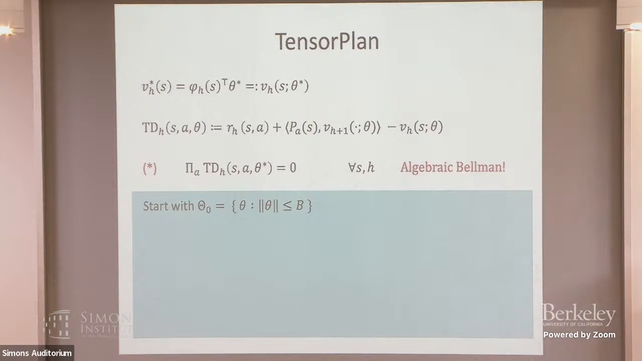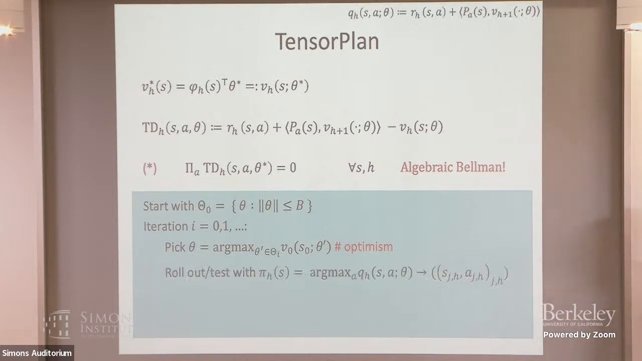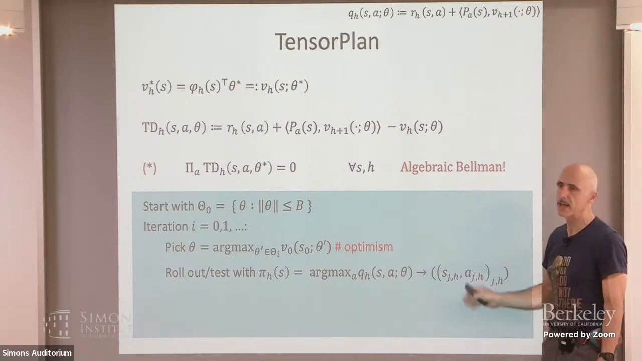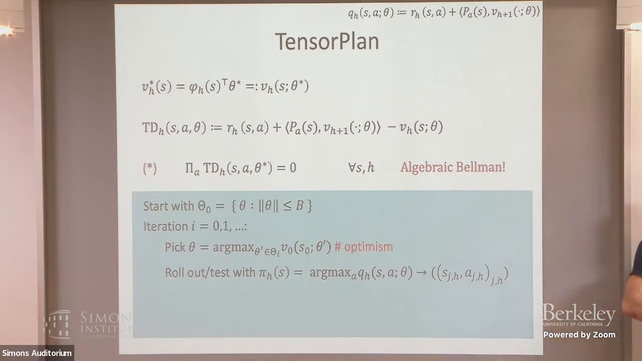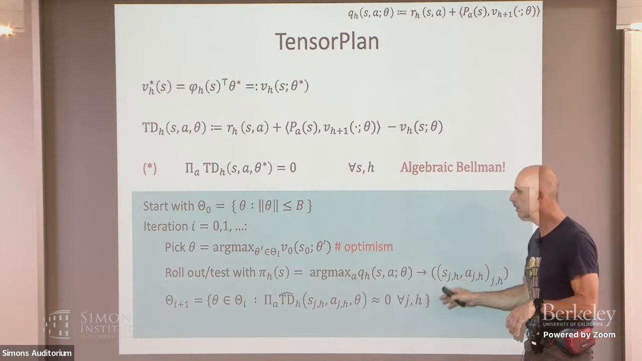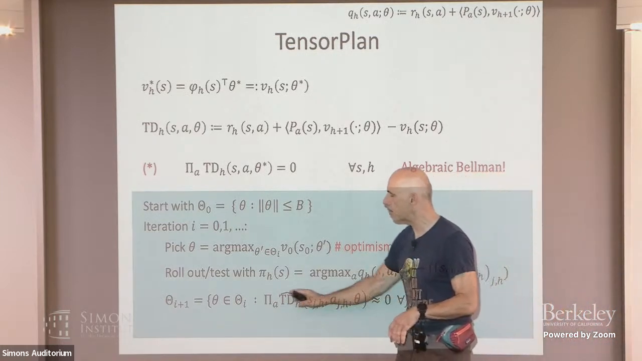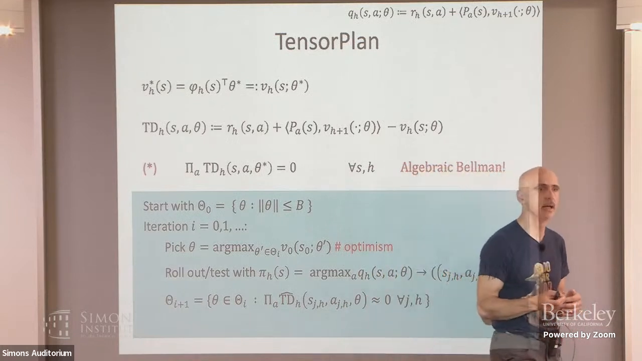So how does the algorithm work? It's basically copy pasting the previous algorithm. We start with the full parameter set. We are iterating. We are going to be optimistically choosing a parameter vector. And after that, we do a rollout. We don't do one rollout because we have stochastic transitions, so we do a sufficiently high number of rollouts. We collect the trajectories.